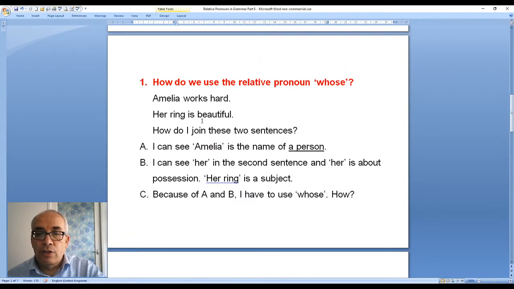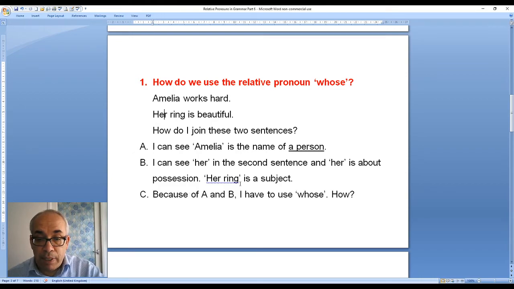Okay, so how do we use the relative pronoun whose? Amelia works hard. Her ring is beautiful. How do I join these two sentences? A. I can see Amelia is the name of a person. I can see her in the second sentence. And her is about possession. Her ring is a subject, her is about possession.